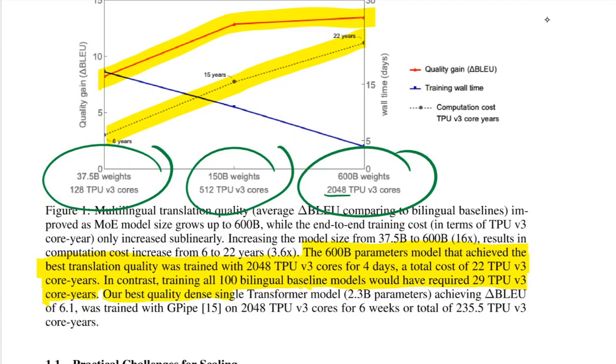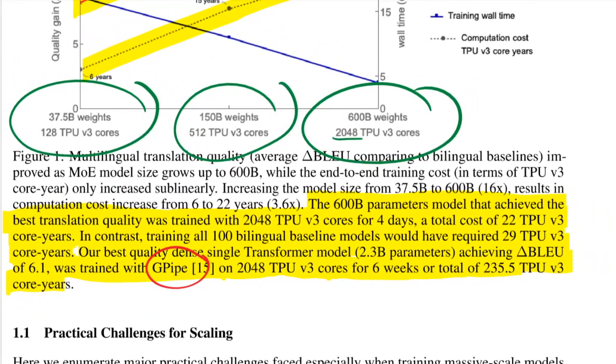Our best quality dense single transformer model, 2.3 billion parameters, so it's also significantly smaller, was trained with GPipe, which is a previous framework. GPipe is kind of a task runner that also distributes computation. It was trained on 2048 TPU cores for 6 weeks, or a total of 235 TPU core years. By the way, if you have $1 per TPU hour, that'll only set you back about 2 million or so, easy peasy, or even 200,000. Just, you know, a tiny bit of money.